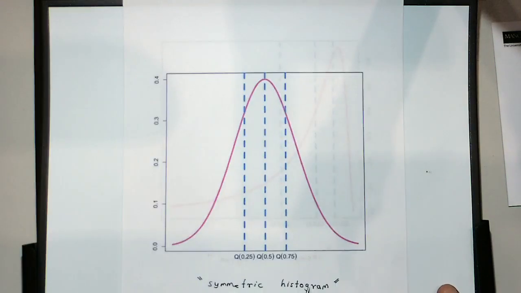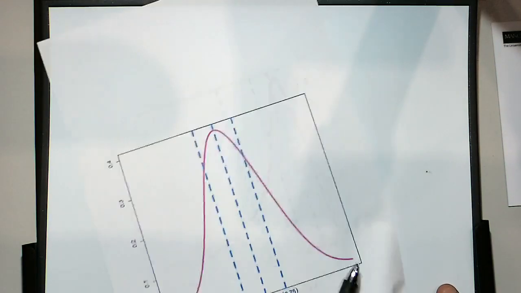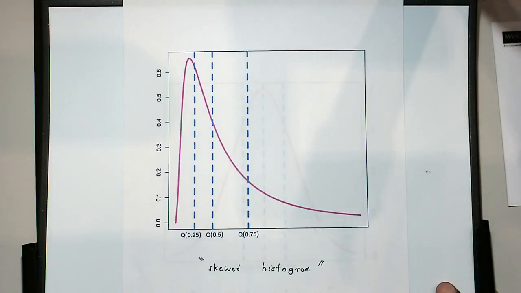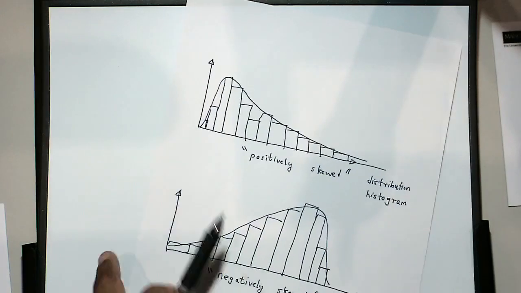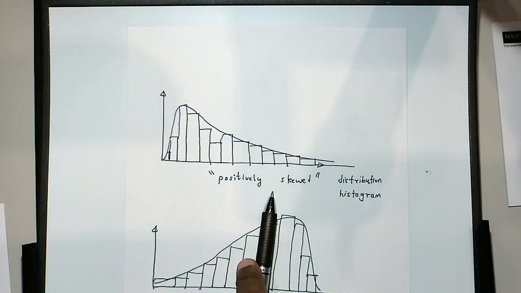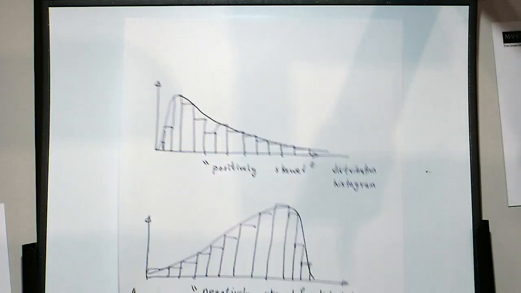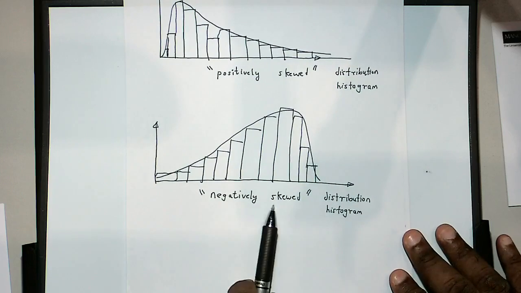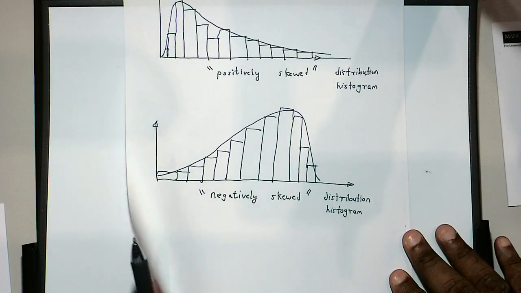So if a histogram looks more or less like this, then this is symmetric. It looks more like the normal distribution. If a histogram looks something like this, then the distribution is skewed, right? So for example, if you have a histogram looking like this, then the distribution is positively skewed, right? Whereas if you have a distribution looking like this, it's negatively skewed, right? I'm sure you know this stuff anyway.